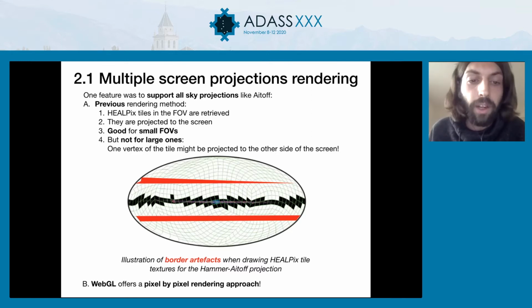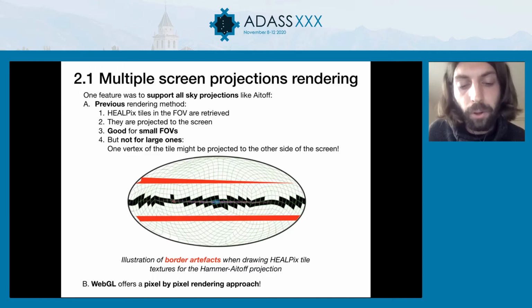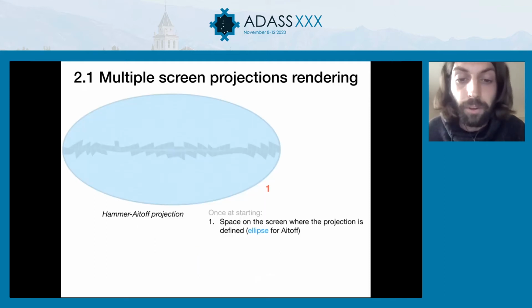There is a border artifact because of tiles at the border of the projection. There are some vertices in those tiles that will be projected on the other side of your screen. And thanks to WebGL, we can use another rendering approach. We can do ray tracing, so pixel by pixel rendering. And this is how it works.